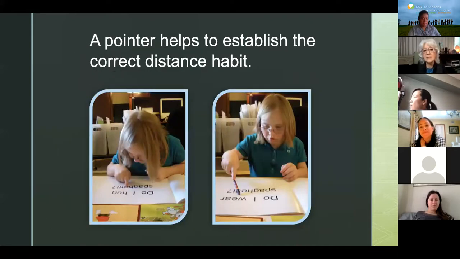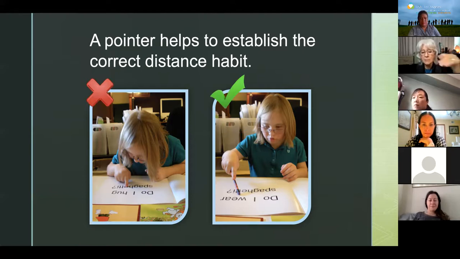All right, so here's an example. It helps to establish the correct distance. So we don't want to do that. We don't want that to become a habit. We would rather have this.